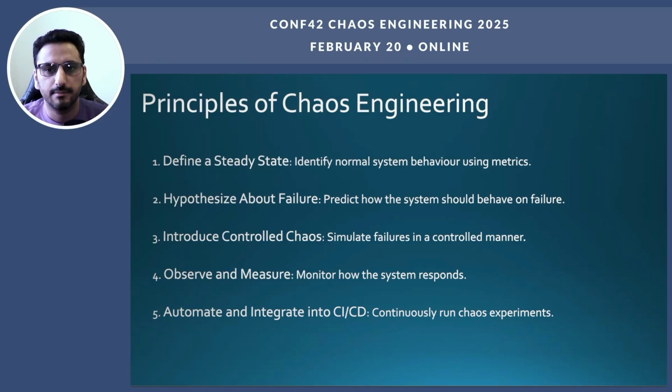Then the next step is to hypothesize about failures. So it's more about a hypothesis. What do we think should happen when a failure occurs? We can predict how our system will behave. And the third step is to introduce controlled chaos, which means we are going to simulate failures. Failures can be network delays, server crashes. We simulate these, but they should all be in a controlled manner.